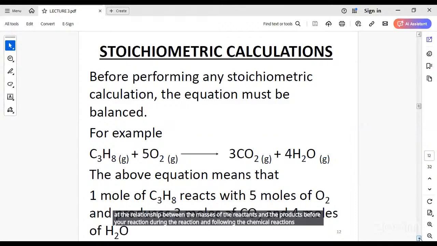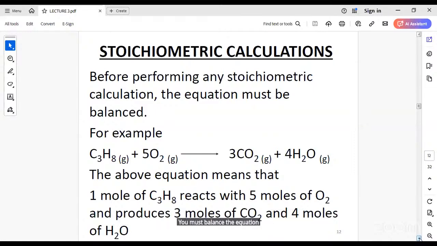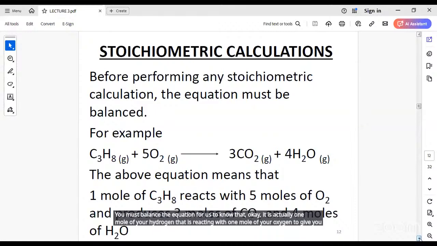Before performing any stoichiometric calculation, the equation must be balanced. You must balance the equation for us to know that it is actually 1 mole of your hydrogen that is reacting with 1 mole of your oxygen to give you 1 mole of water. It is very, very important to balance the equation, so you must know how to balance your equation.